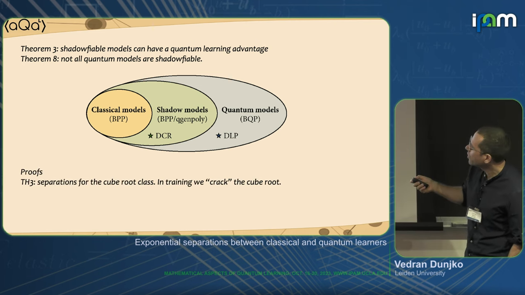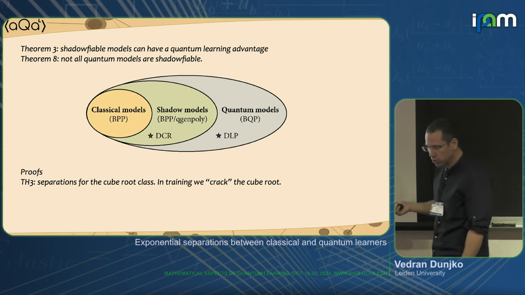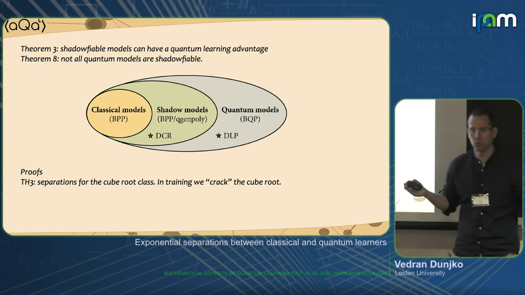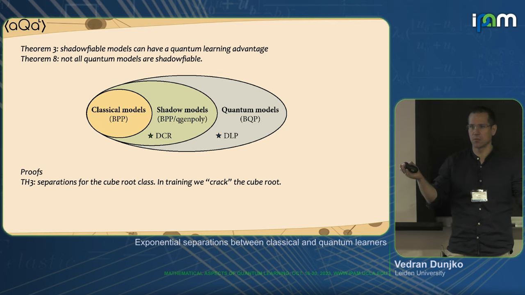So for theorem 3, quantum learning advantage, essentially the idea is in the learning phase, you crack your cube root. You find out what your D is, and then you'll use it later. End of story.